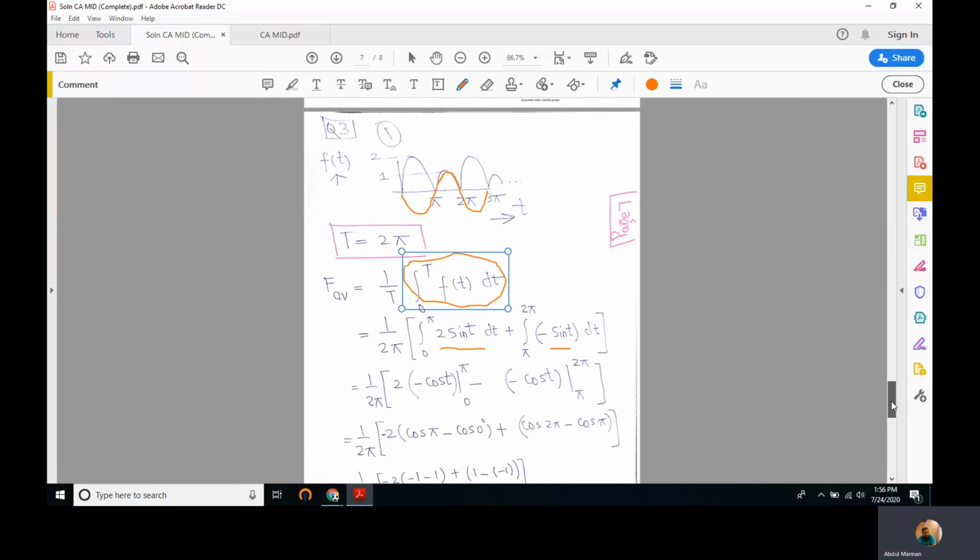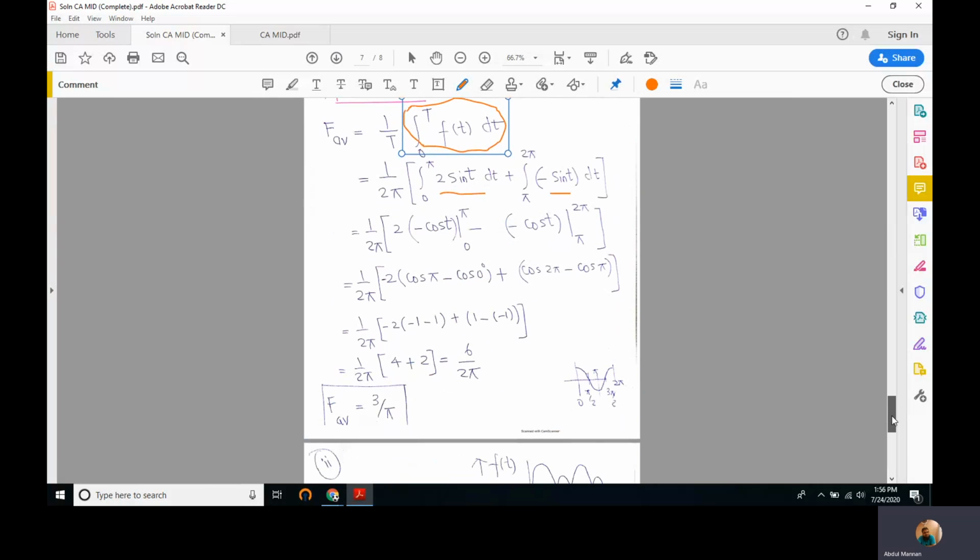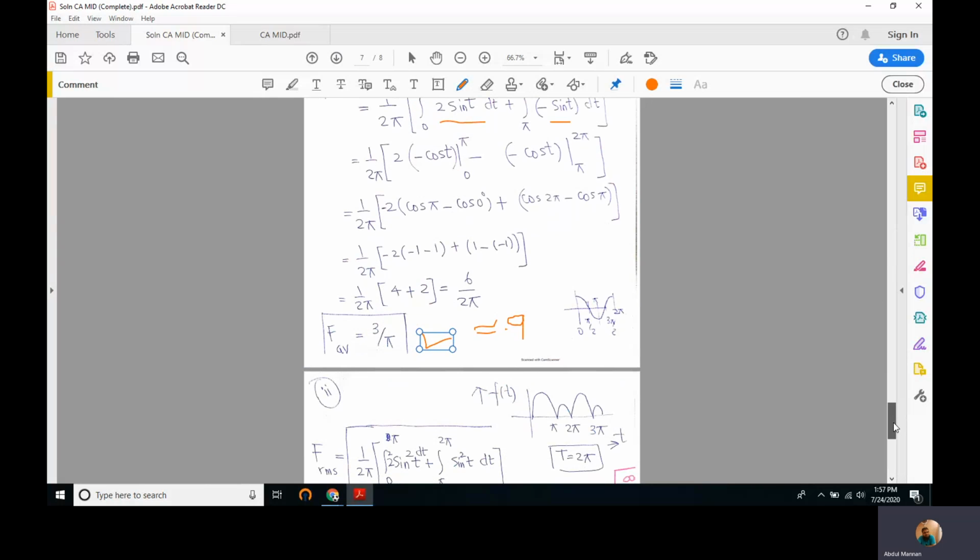Then this requires simple mathematics, the integration that we studied in elementary classes, until we reach a value: f average is 3 over pi. Pi is 3.14, so 3 over 3.14 is around 0.95, 0.96, something like this, right?